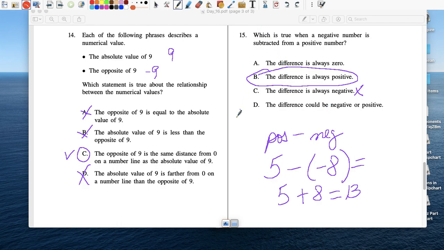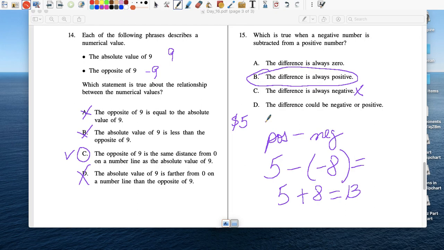So think about the example I gave you guys a long time ago. So let's say you have $5, and I come to you and I say, I'm going to take away from you negative 8, debt that you don't have. Right, so if I'm going to take debt that you don't have, what am I eventually giving you? I'm giving you like a gift card that you can eventually use at a later date, right? So I'm going to take negative 8.